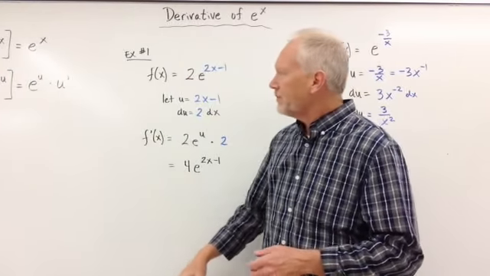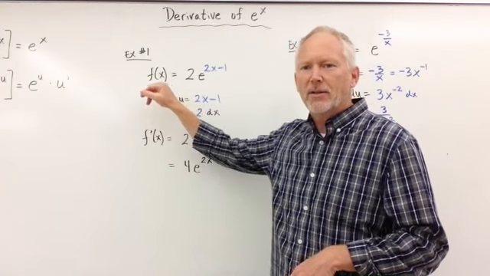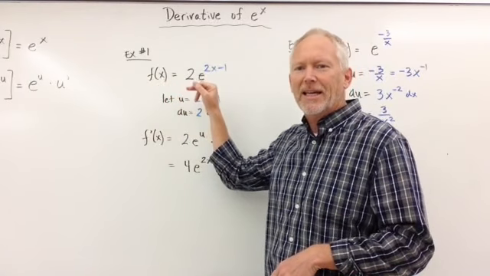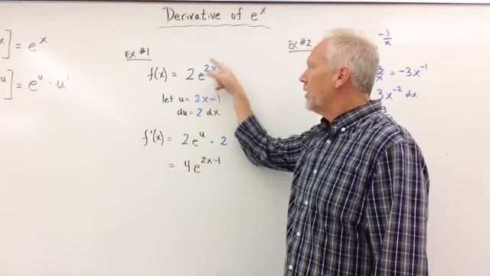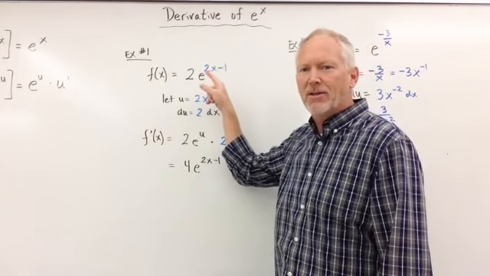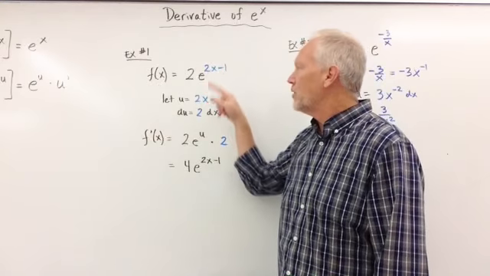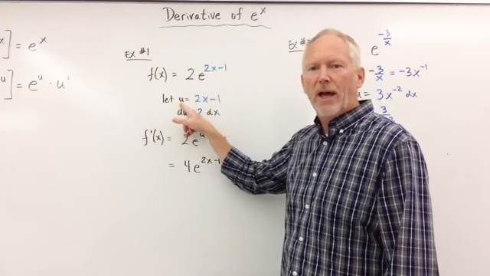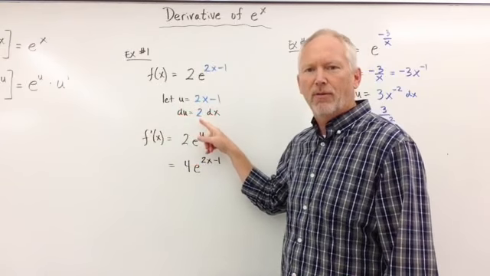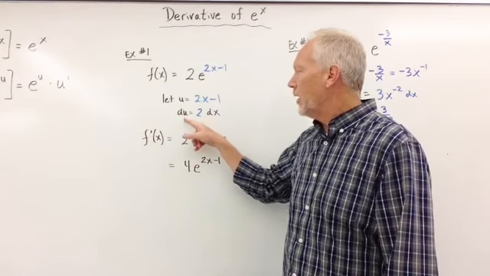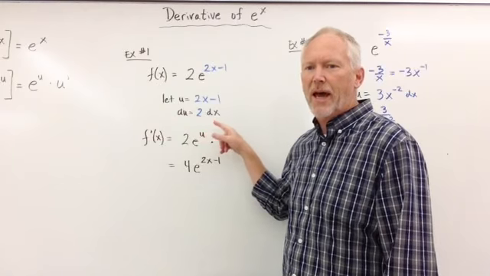Example number 1. Let's say f of x is equal to 2e to the 2x minus 1. So now we've got something a little bit more complicated than just an x. We have 2x minus 1 up top. So we're going to let u equal 2x minus 1. We take the derivative of that, and we get du is equal to 2dx.